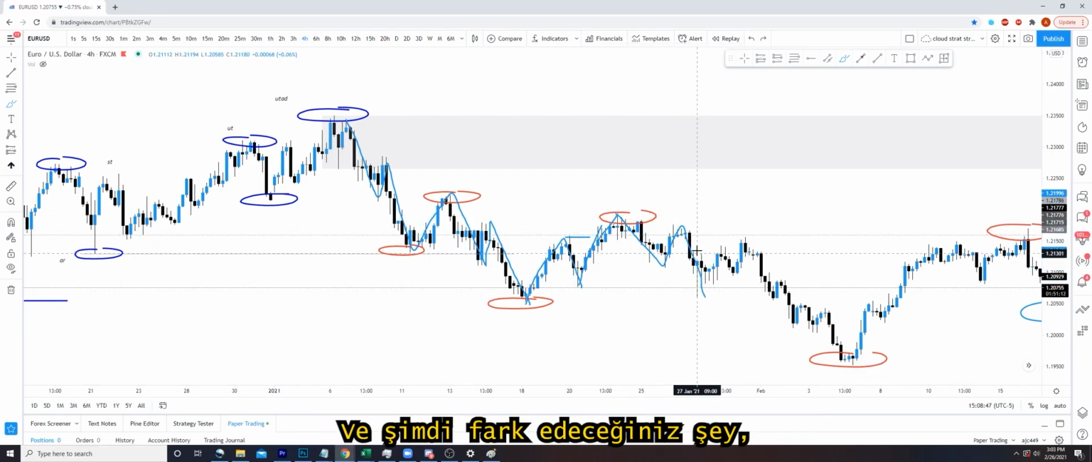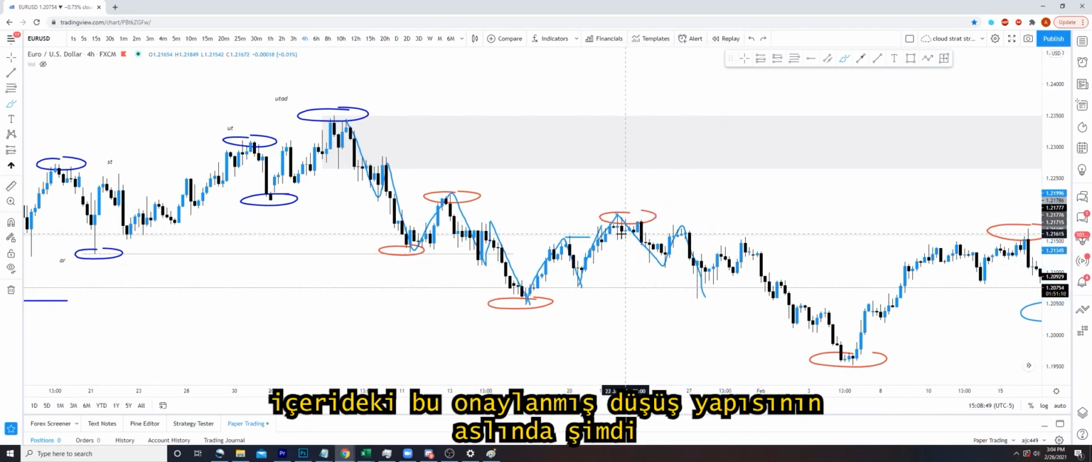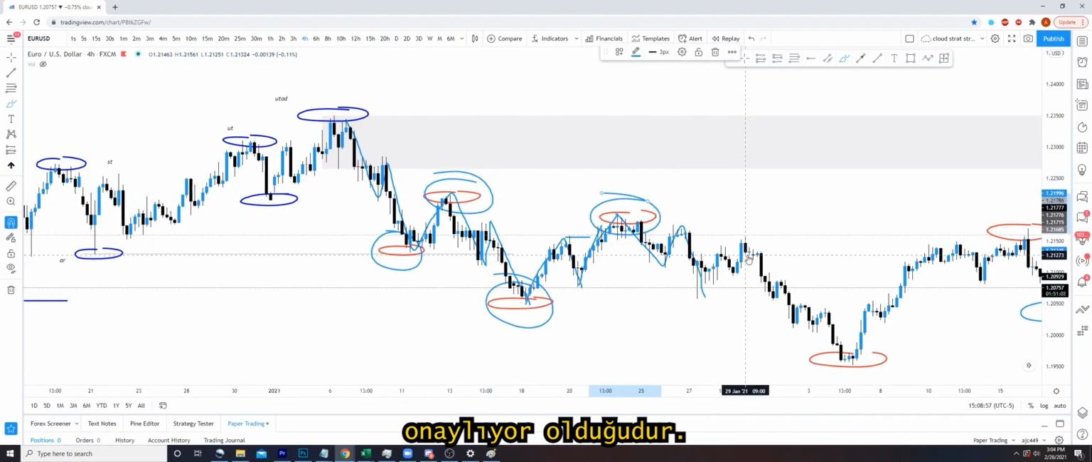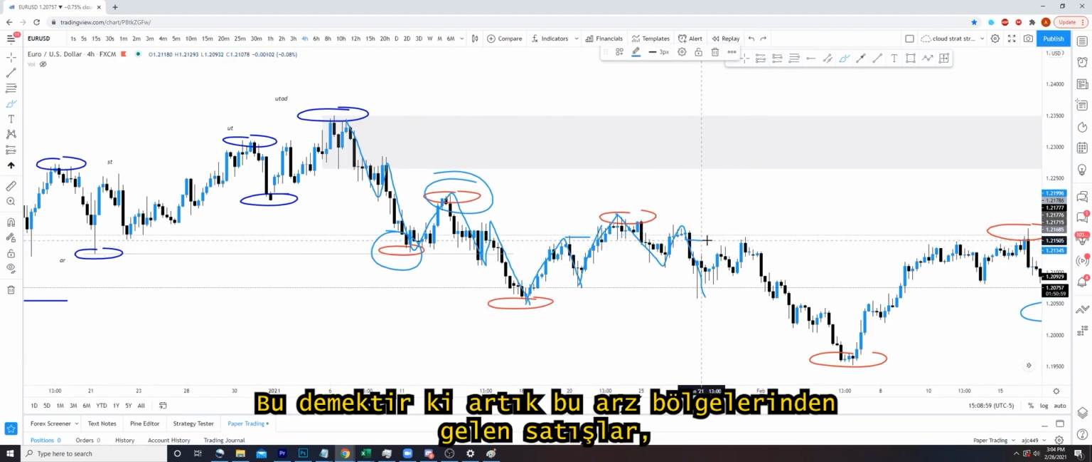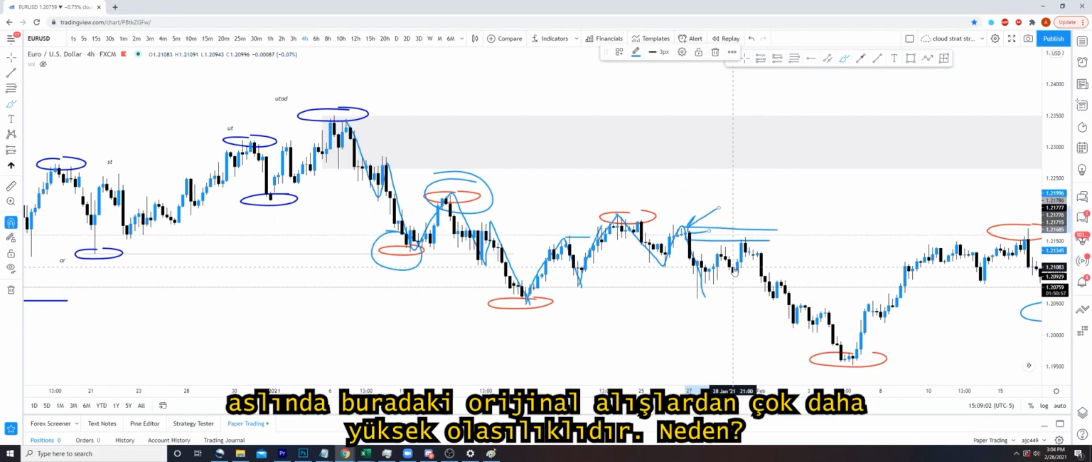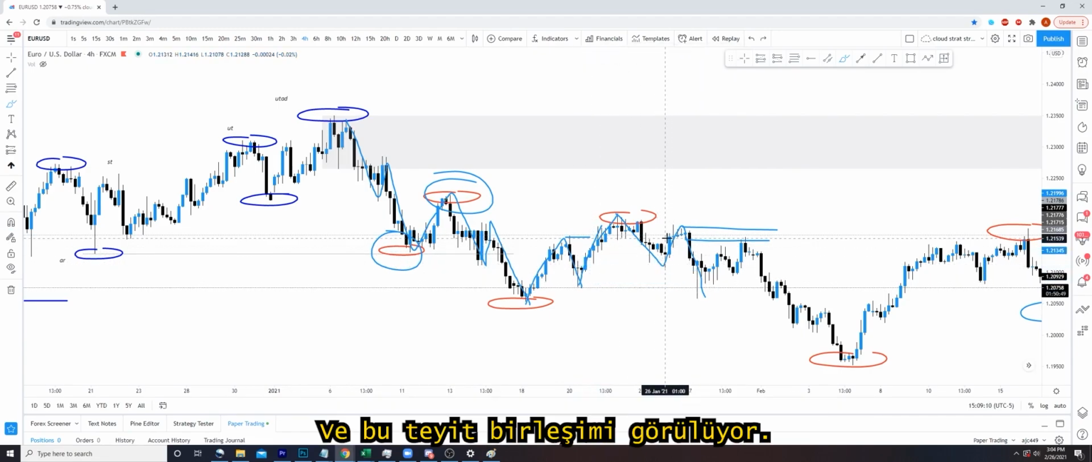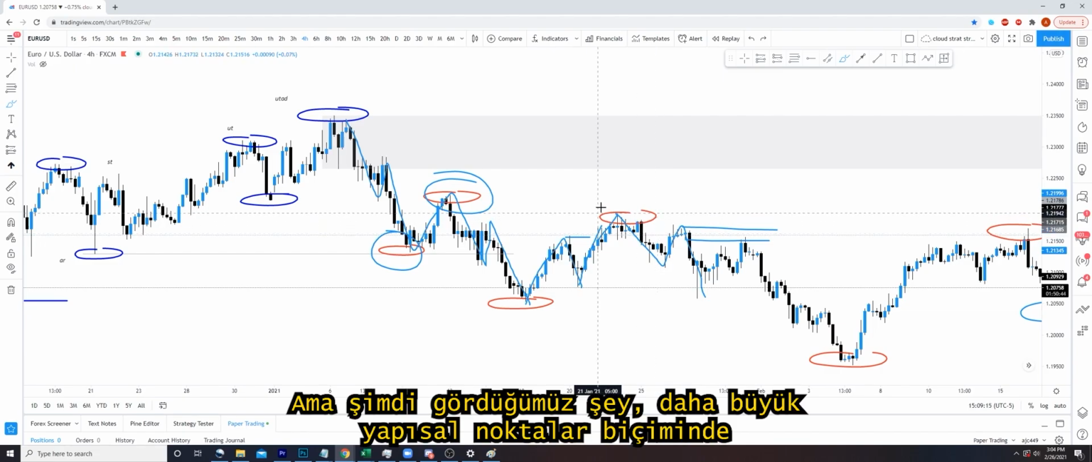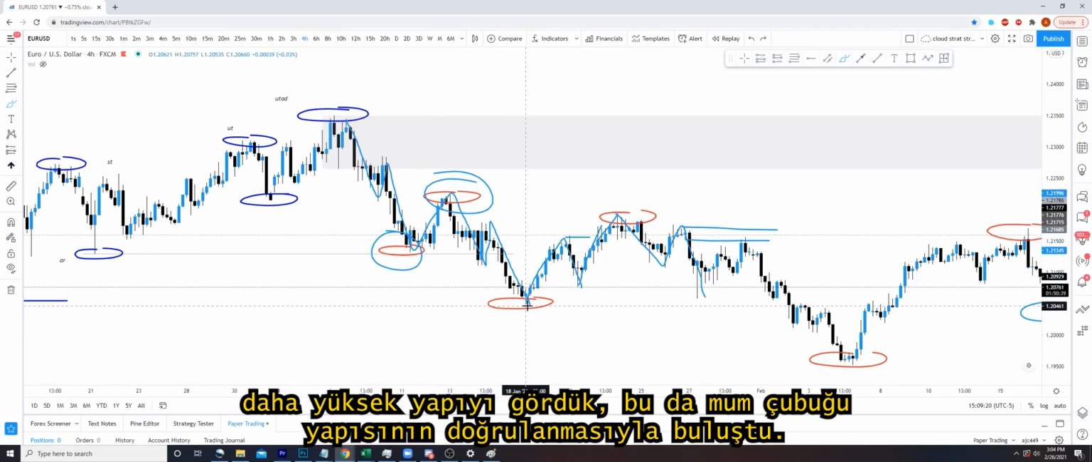And what you'll now notice is that this confirmed bearish structure on the inside is actually now confirming the overall bearish intent that we have already shown ourselves with this higher 4-hour structure. So that means that now sells from these areas of supply are actually much more probabilistic than these original buys from here. Why? Because now we're starting to add confluence, and this confluence is seen. We still haven't gone over the other two sections of this entire mentorship, but what we're seeing now is we have seen higher structure in the form of bigger structural points met with the validation of candlestick structure, right?